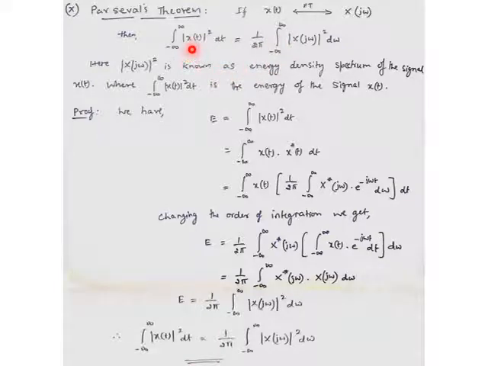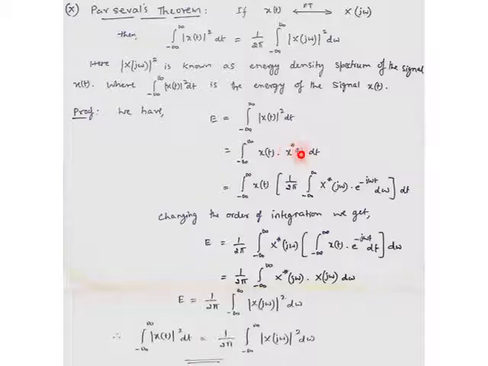I start with the left hand side of what I want to prove. That is the energy equation, integration from minus infinity to infinity of |x(t)|² dt. I'll take that as it is. Let me split this |x(t)|² into two parts: if I remove the magnitude, one part is negative and one part is positive. So the positive value I'll say as x(t), and the other value I'll take in terms of the conjugate, x star of t, dt.